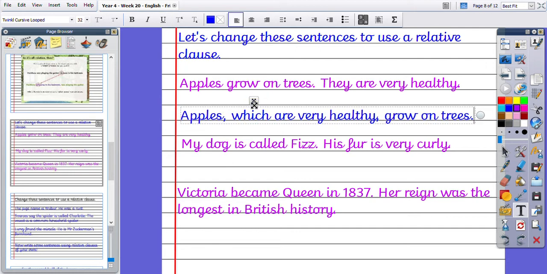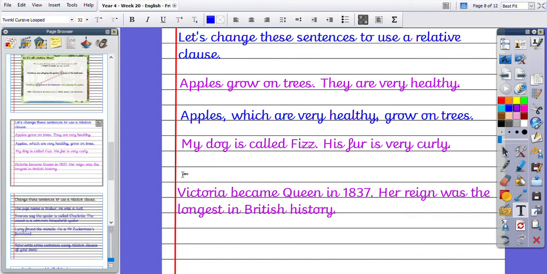Okay, so we've still got our main clause, apples grow on trees. And our second sentence, we've changed they for which. Okay, so we've made this a subordinate clause, which doesn't make sense by itself. We've popped it in the middle, stapled it in with commas, and it's become a relative clause. Let's try another one. See if you can do this one by yourself, and then we'll talk about it together.